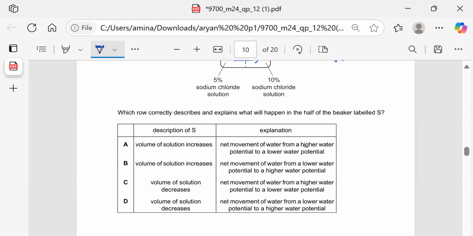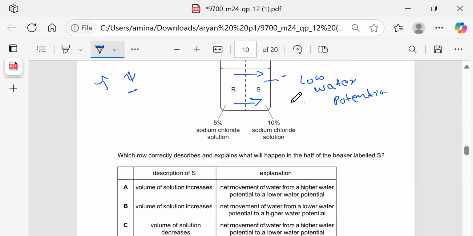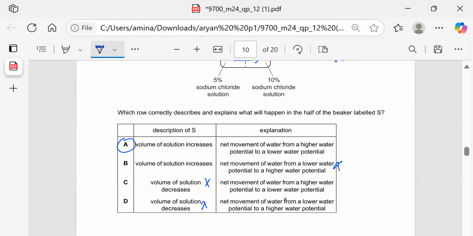Now let's see what choices I'm provided with. I'm provided with 4 choices. Volume of the solution in S increases. Yes, it will increase because water is moving, because net movement of water is from a high water potential to low water potential. So my answer is going to be A. Another option says volume of solution increases, but they are saying net water movement is from low water potential to high. That is not possible. Volume of solution in S decreases is wrong. So I am left with the choice of only A.